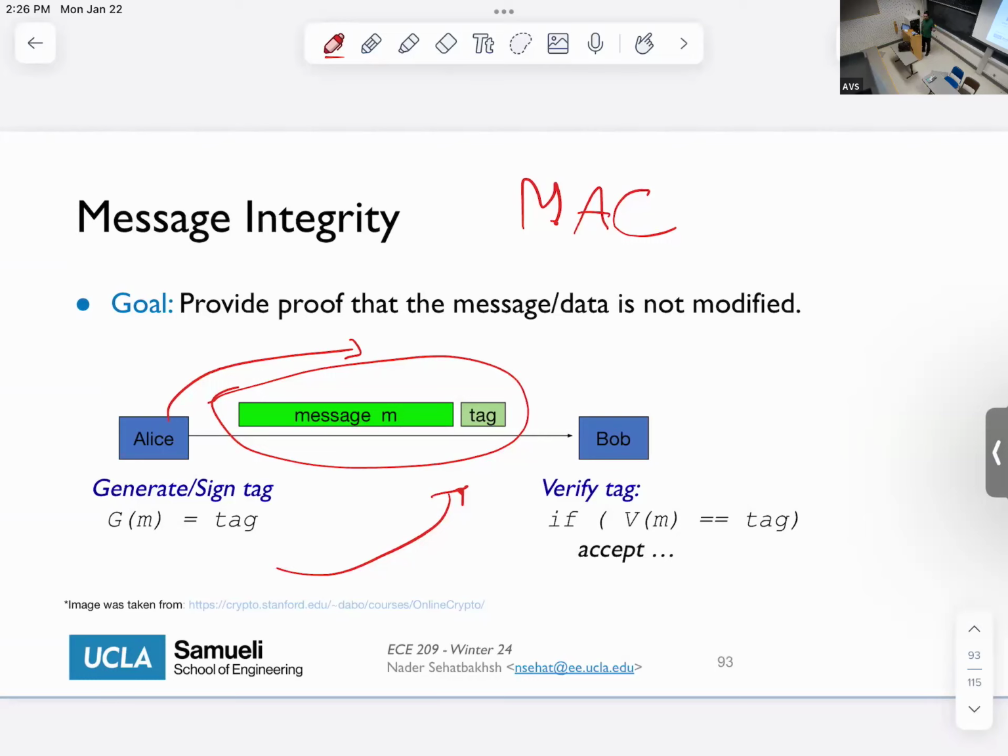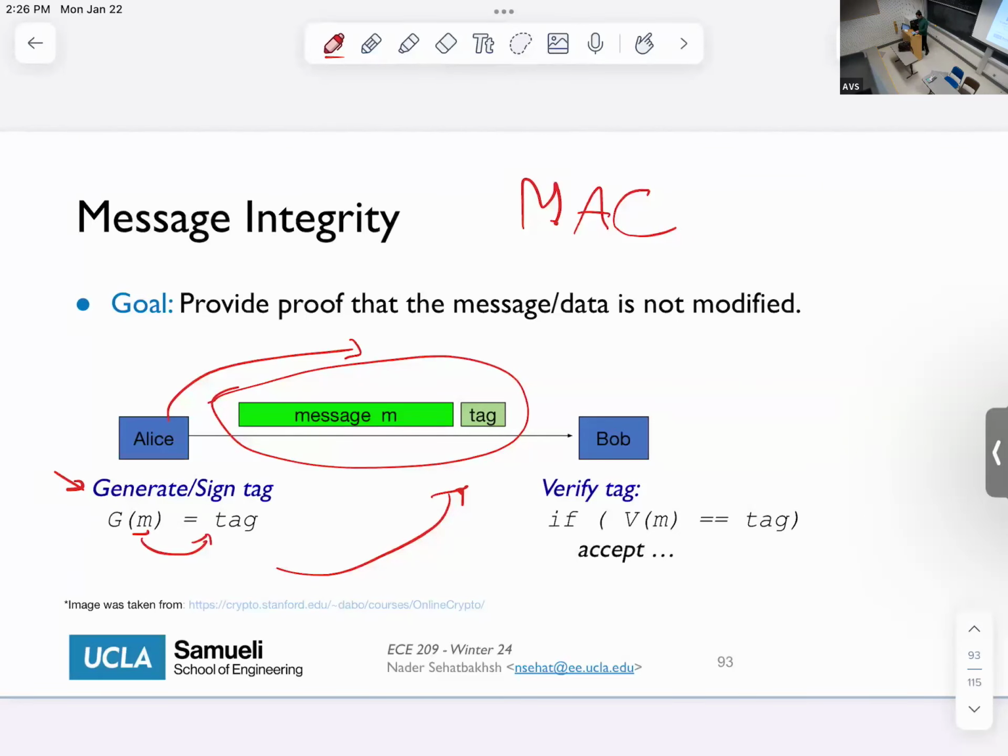And the idea of a MAC is very simple. The idea of a MAC is that not only do we send a message, we also send a tag with it, metadata with it. And this tag is based on a generate or signing algorithm G, which takes the message M and computes the tag based on M.